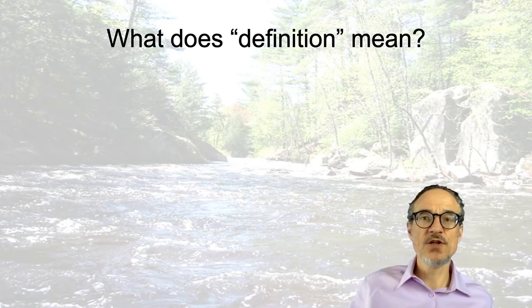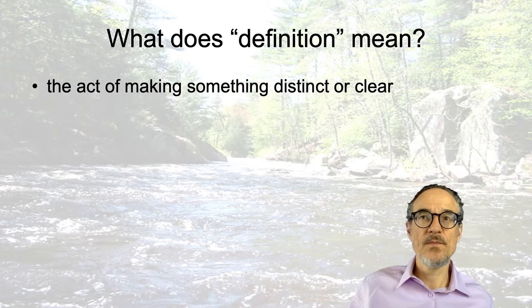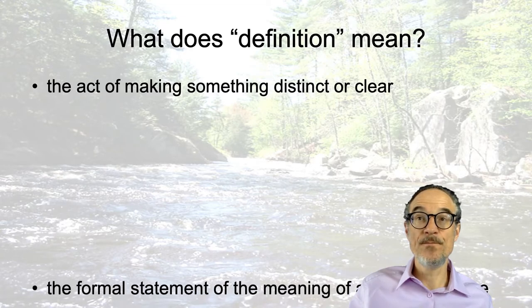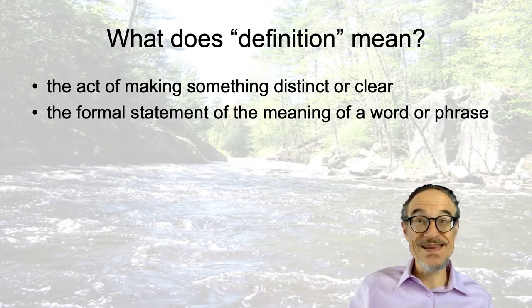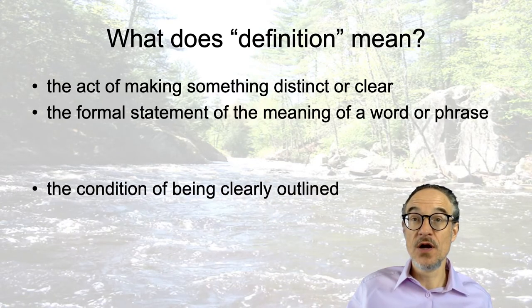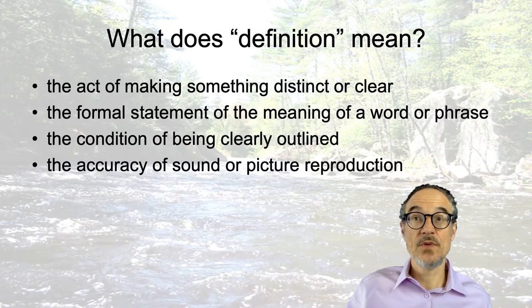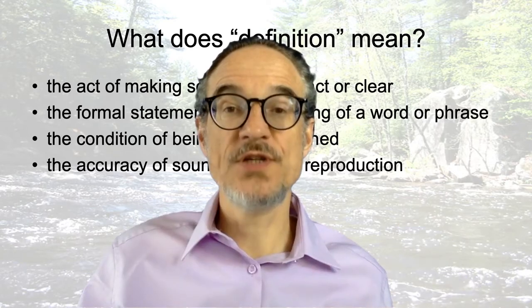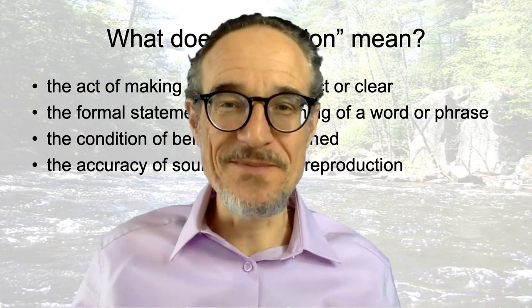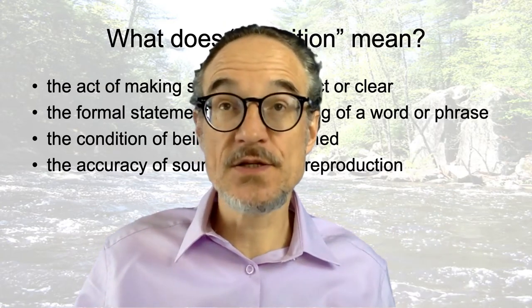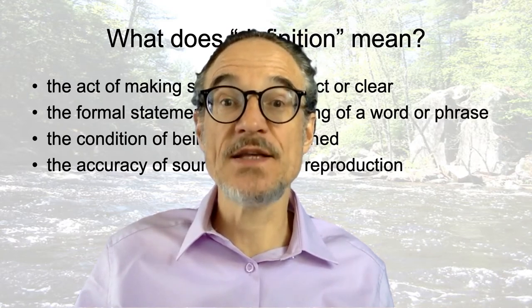This is a multiple choice question. What does definition mean? The act of making something distinct or clear. The formal statement of meaning of a word or phrase. The condition of being clearly outlined. The accuracy of sound or picture reproduction. What does definition mean? Now, if you look in a dictionary, you'll find all of these meanings, because in fact, definition has more than one meaning.